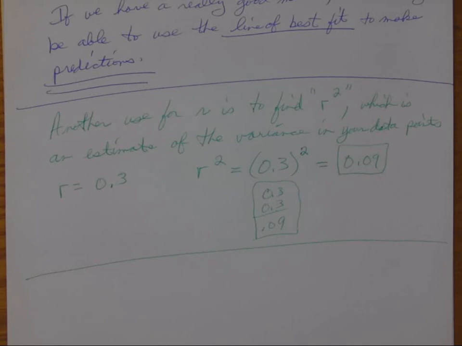So that's where variance comes in, and that's how it's related to correlation. It's just the square of whatever I was already looking for. So that's about it. I'm going to throw this out here.